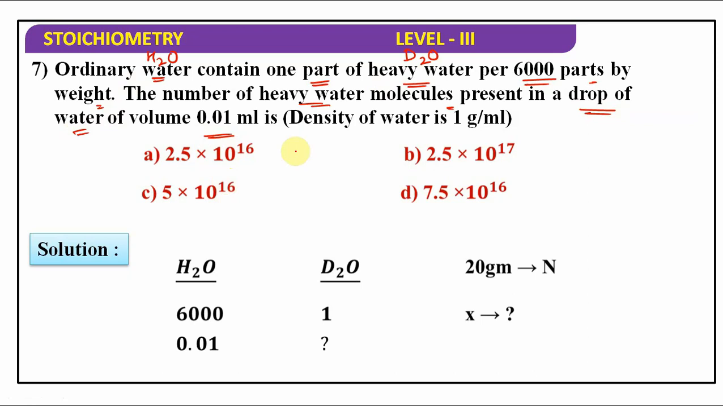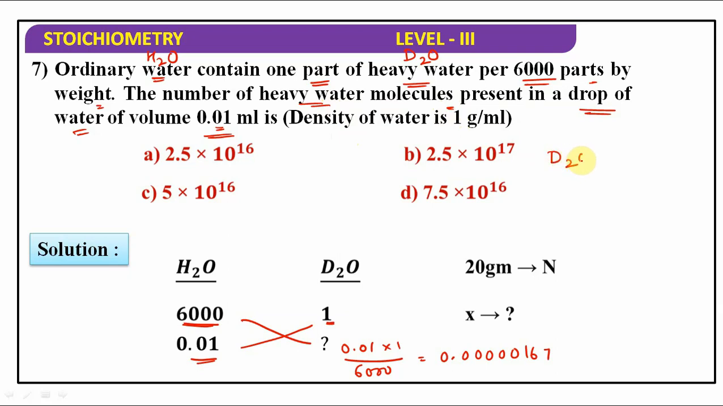See here, ordinary water contains 1 part of heavy water per 6000 parts by weight. Means per 6000 parts by weight of water, it consists of 1 part of D2O. That is clear? And 0.01 ml means this 0.01 ml part consists of how much? Then 0.01 into 1 divided by 6000, which gives you 0.167. Understood?